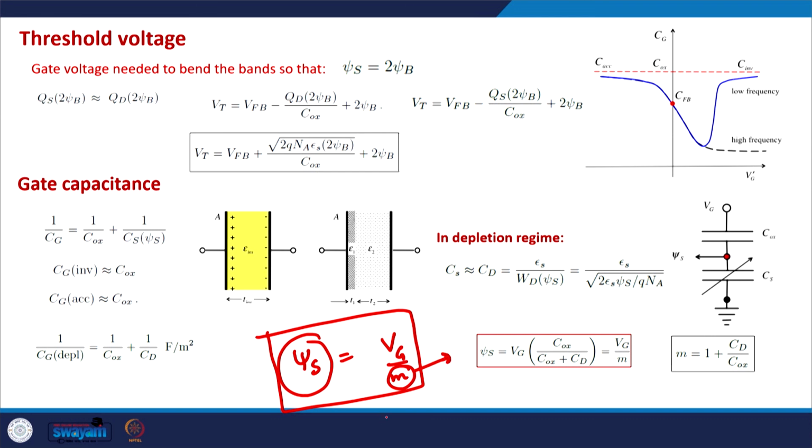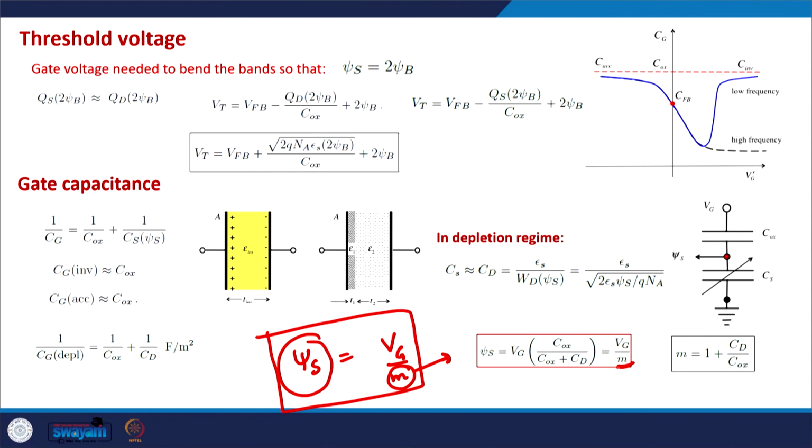Okay, so we will stop here. I recommend all of you to think more about the body coefficient, this coefficient m, and we will start from this point and see various ways in which m is brought closer to 1.